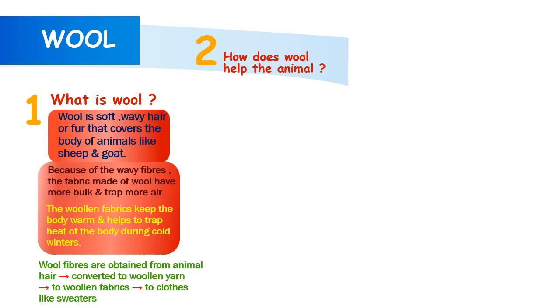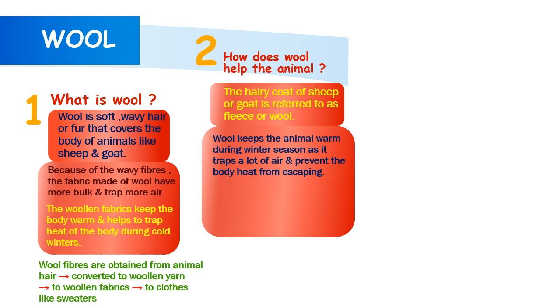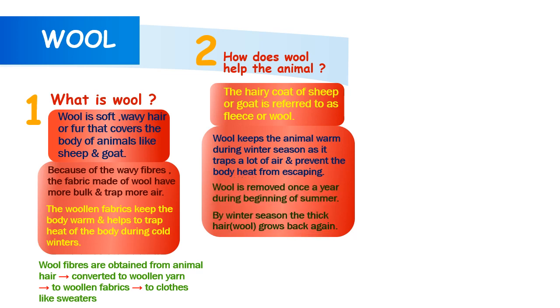How does wool help the animal? The hairy coat of sheep or goat is referred to as fleece or wool. Wool keeps the animal warm during winter season as it traps a lot of air and prevents the body heat from escaping. Wool is removed once a year during beginning of summer. By winter season, the thick hair grows back again. The quality of wool depends on the type of wool fiber obtained from the animal.